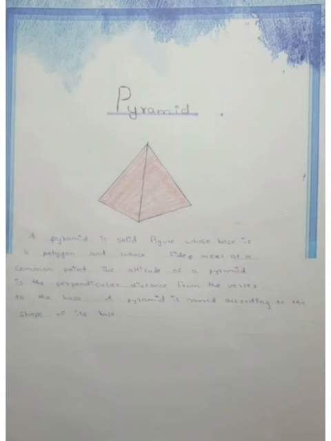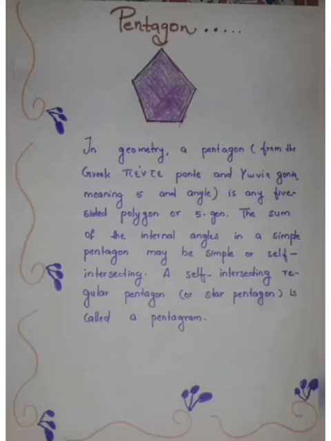Pyramid. A pyramid is a solid figure whose base is a polygon and whose sides meet at a common point. The altitude of a pyramid is the perpendicular distance from the vertex to the base. A pyramid is named according to the shape of its base.